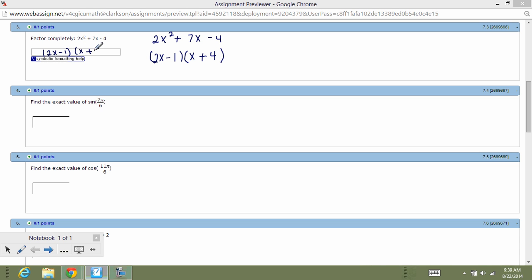So those would be, in some order, the solution to that expression. Now again, remember the directions here were just to factor completely.